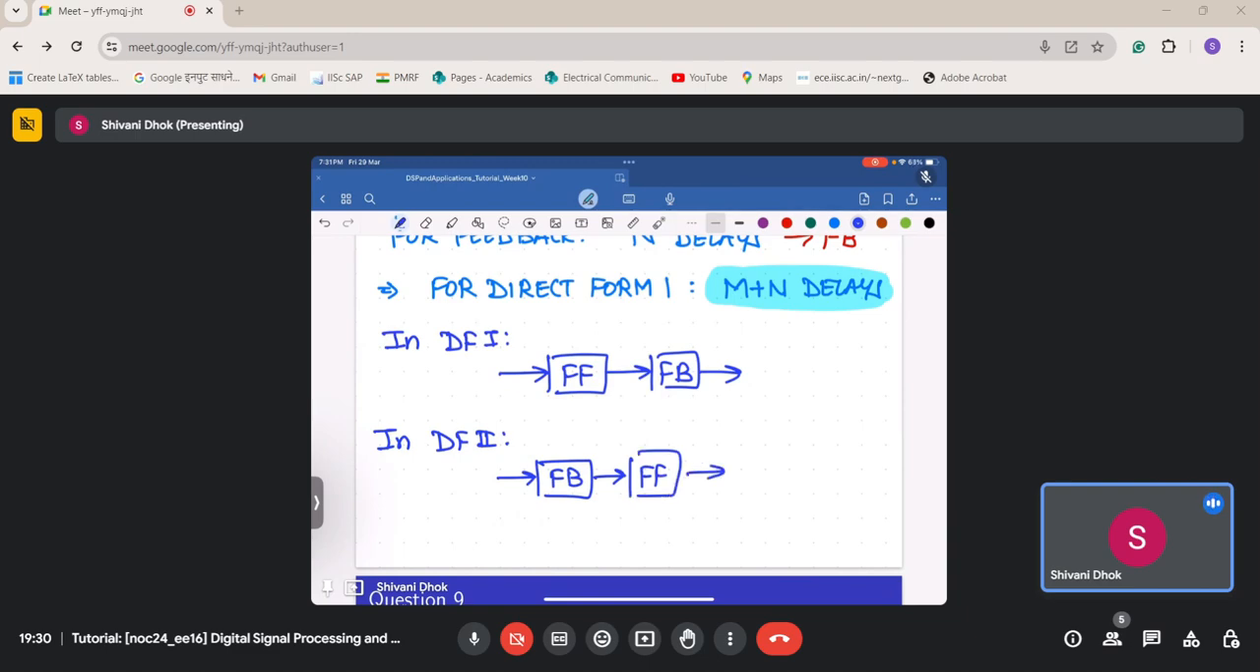And here what we do is, we merge or we use same delays, same delay units, as information is shared.